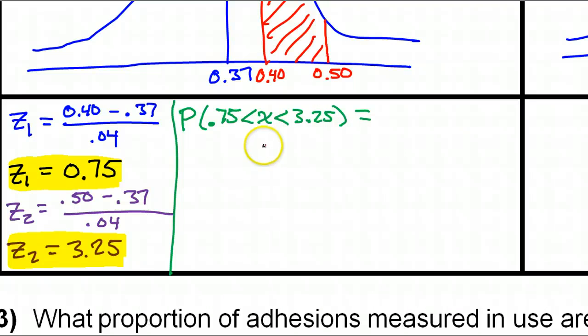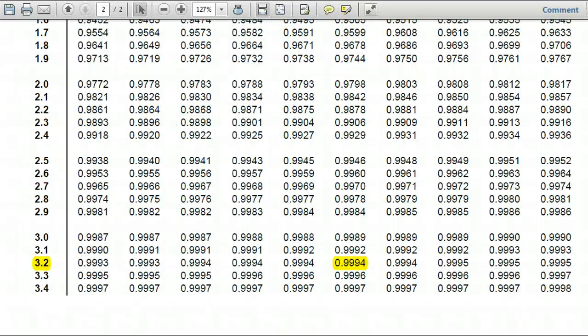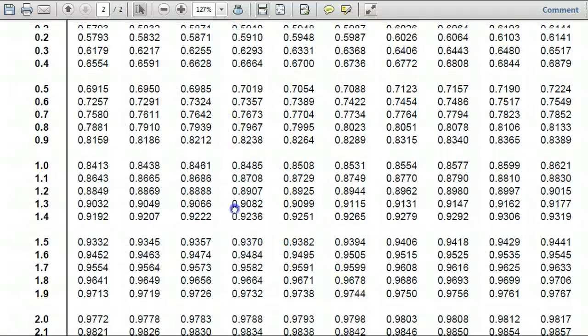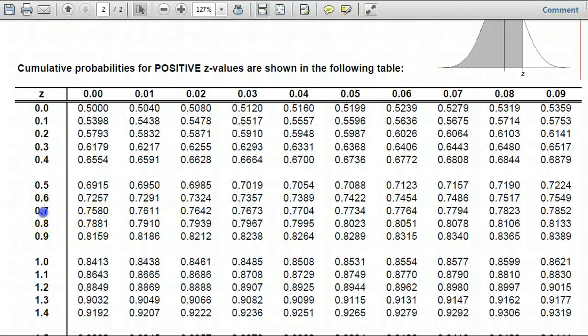So we're going to do 0.9994 minus the smaller one. So 0.75, let's see if we can find that. Okay, there's 0.7, and this is 0, 1, 2, 3, 4, 5. Well, I guess I could have looked right up there. So this is the value that we want: 0.7734.